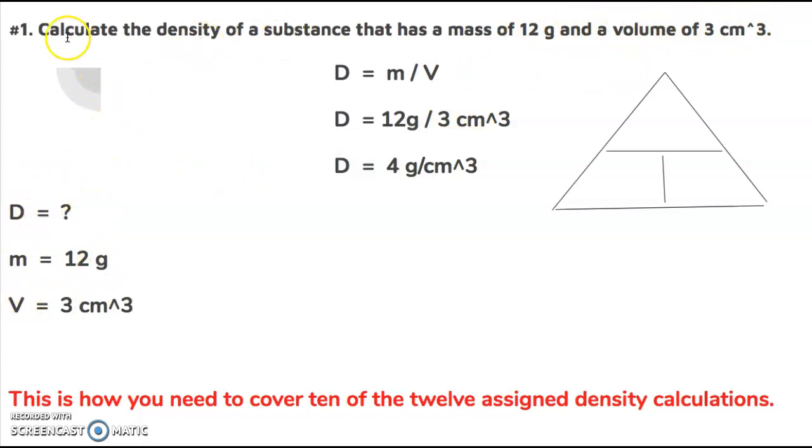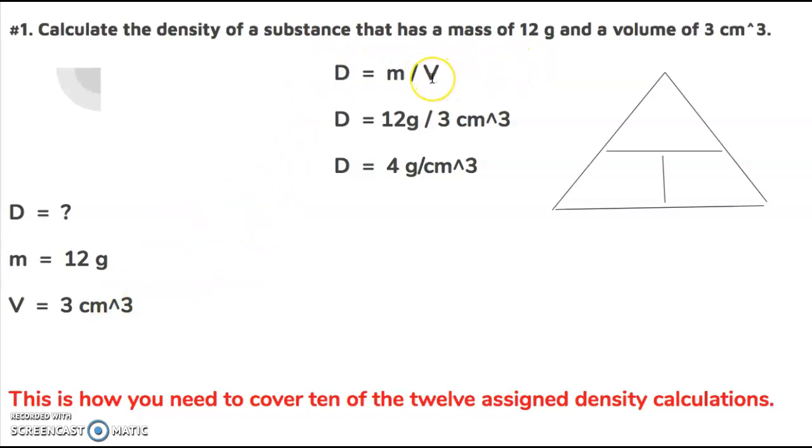The next step is you actually pick the variables out. Density equals question mark. It says calculate the density, so that's the unknown. The mass is 12 grams. M equals 12 g. And the volume is 3 centimeters cubed. All I'm doing is moving the mouse around, okay? Then density equals mass over volume.